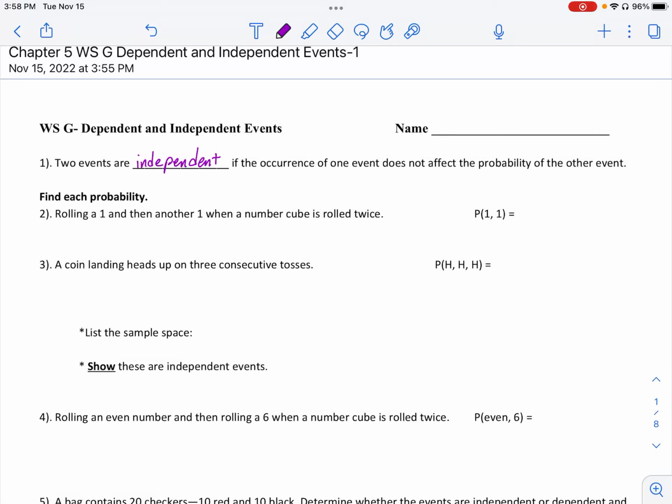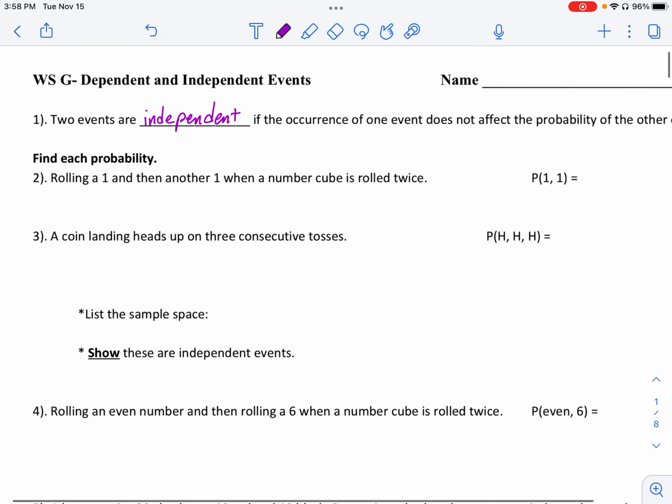All right, worksheet G, we're doing back-to-back events, compound events, and we get into the difference between dependent and independent. Independent events are when the occurrence of one event does not affect the probability of the other event. Find each probability: rolling a 1 and then another 1 when a number cube is rolled twice.